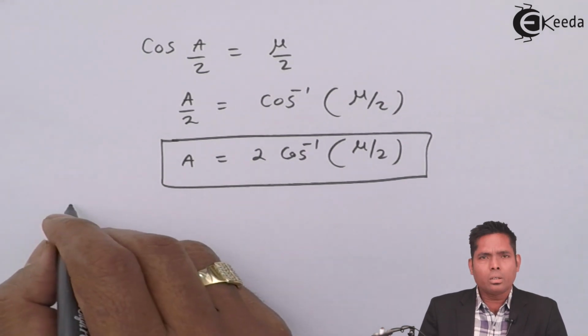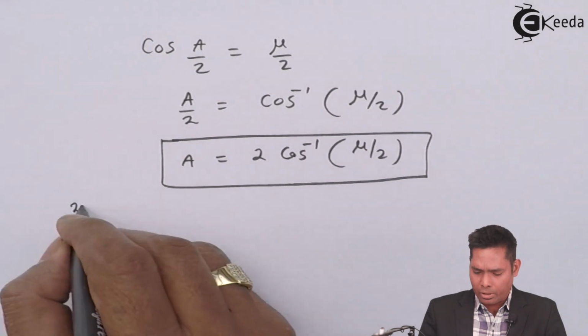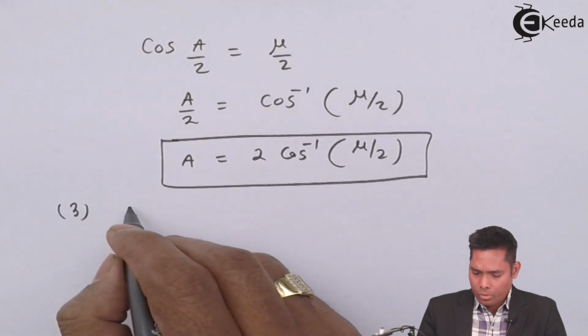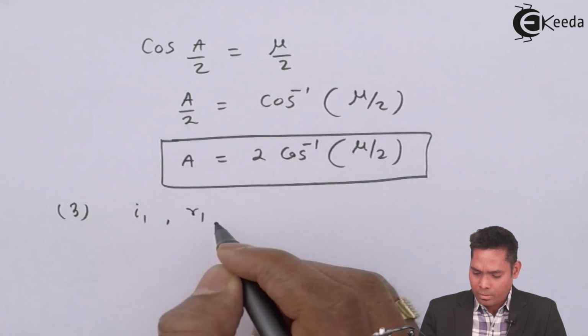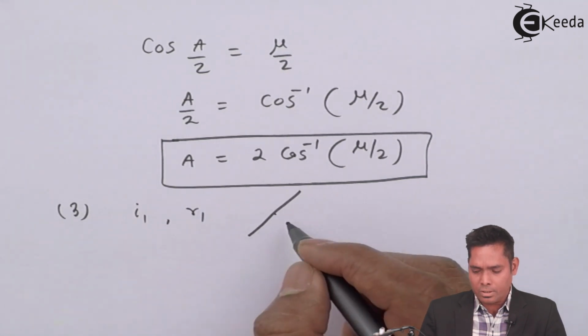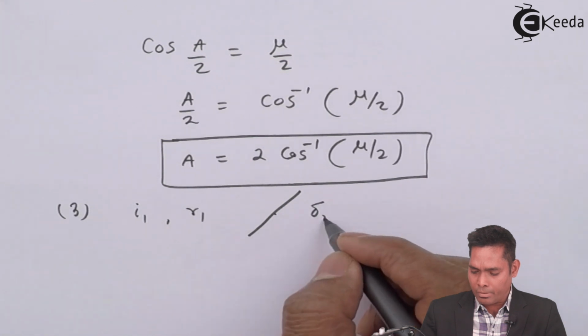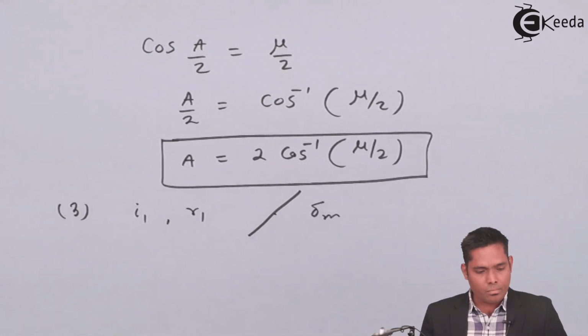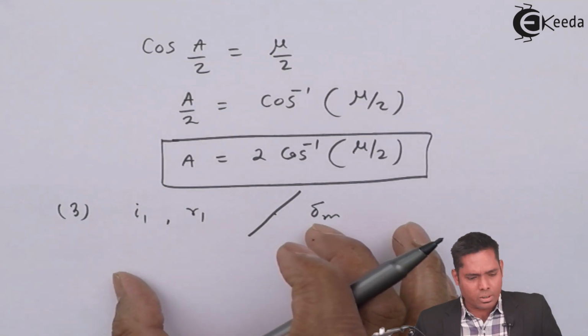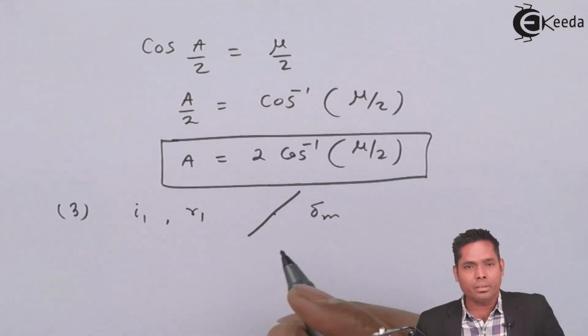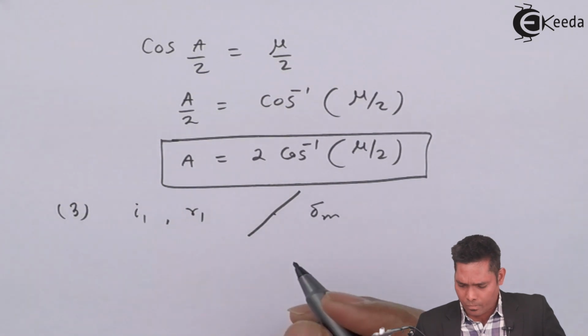So this is option number 3. I1, R1 at the first refracting surface, and the angle of minimum deviation is delta m. In that case, how are R1 and I1 related? That is our question.